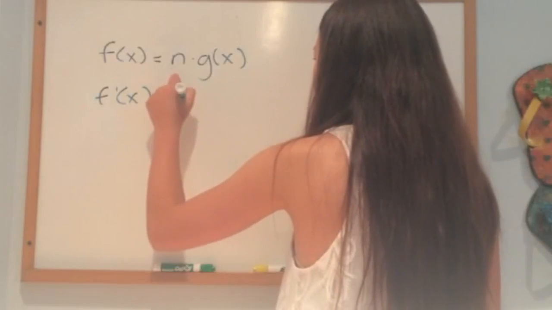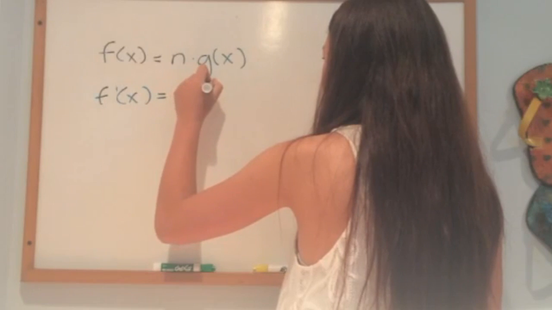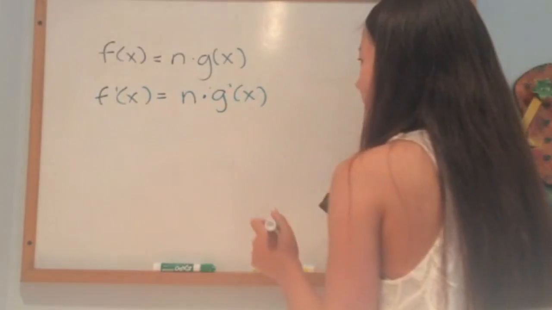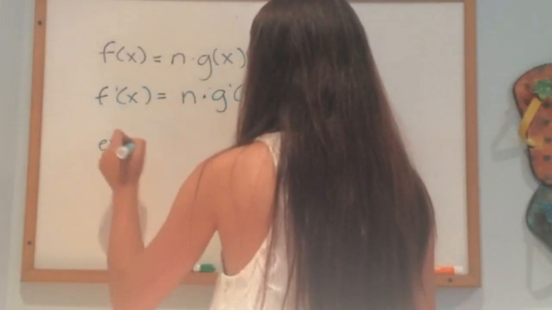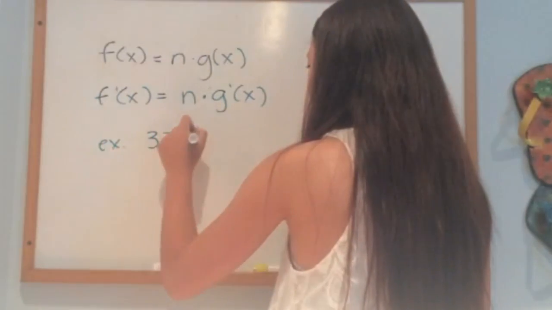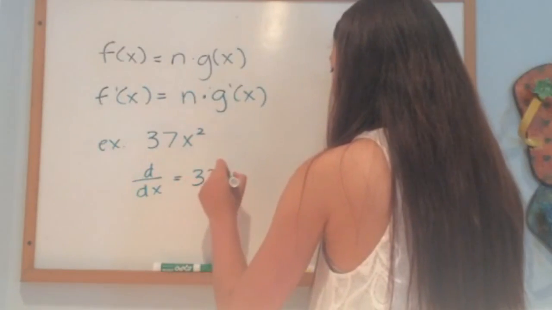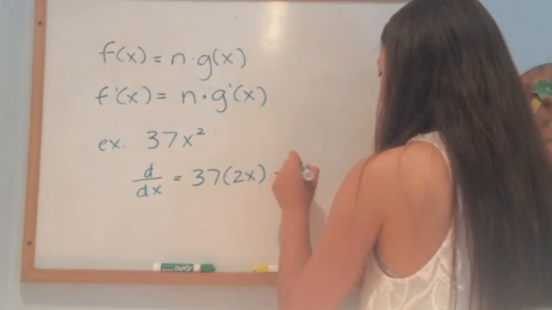If you have a constant times a function, then you take the derivative of the function and then multiply it by the constant coefficient. For example, to find the derivative of 37x squared, you multiply 37 by 2x to get 74x.